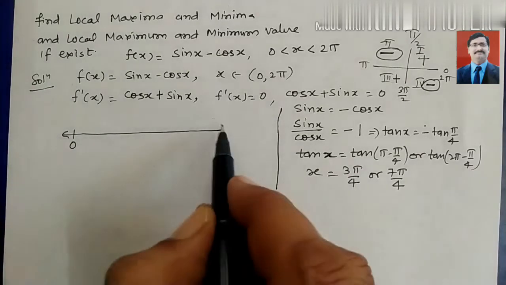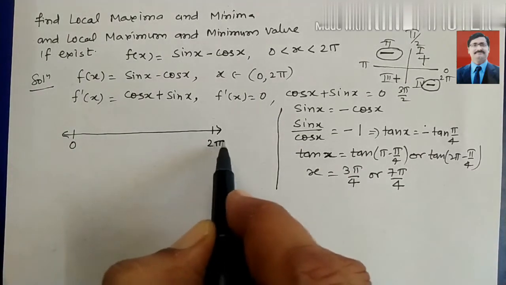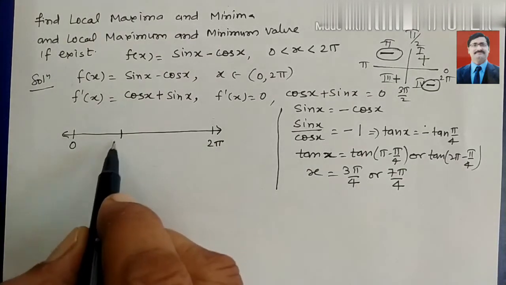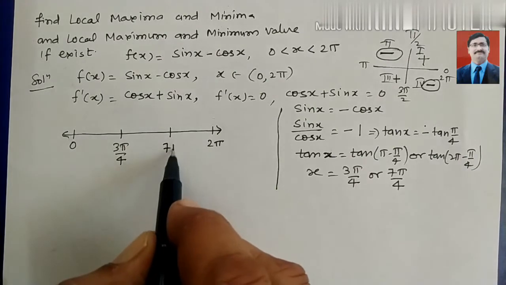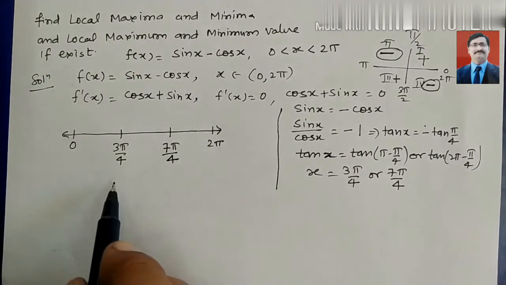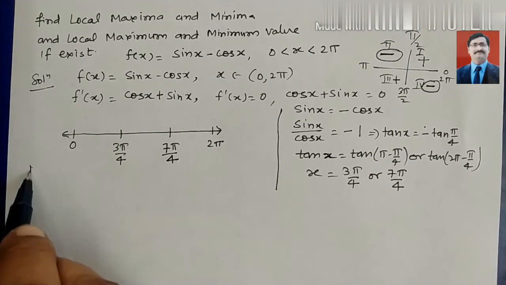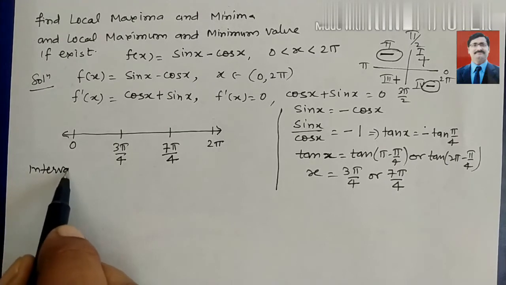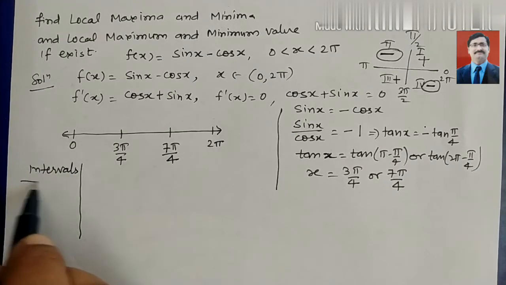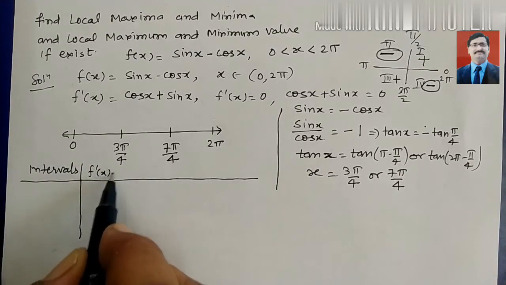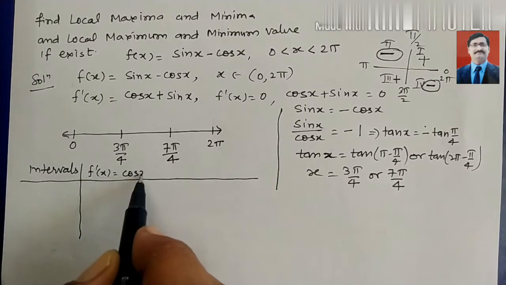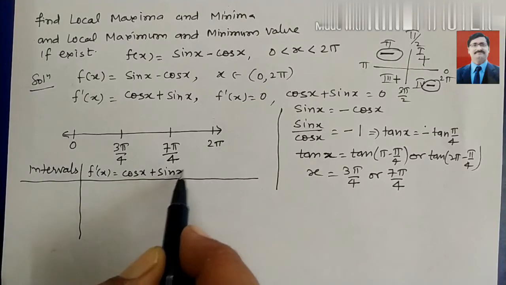This is 0 and this is 2 pi. 3 pi by 4 is here and 7 pi by 4 is here. Okay, now we get the intervals here, and here is f dash x. f dash x is cos x plus sin x.